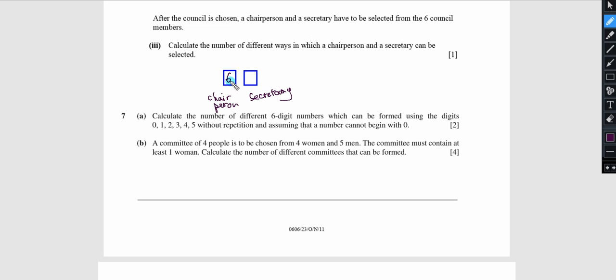Now, if you take 1 and fill up here, what remains are 5, and you're going to take 1 out of the 5 to fill up this position. So it is 5. So bottom line, this is very simple. This is basically 6P2. 6P2 is 6 times 5, which gives you 30 ways.